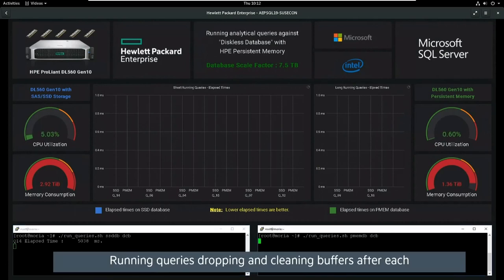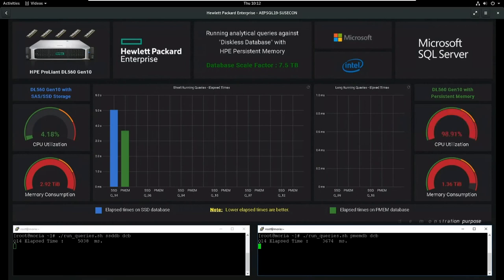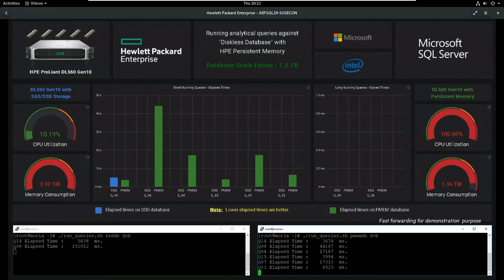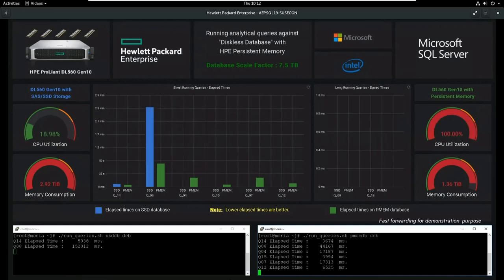So just note, lower is better. On the left, you've got Microsoft 2017 on Gen 10 with disks, and on the right, it's 2019 with no disks. One other thing to note is that in order to handle the same load, look at the memory consumption on the left and on the right. So again, cold queries. Blue is old, green is new.